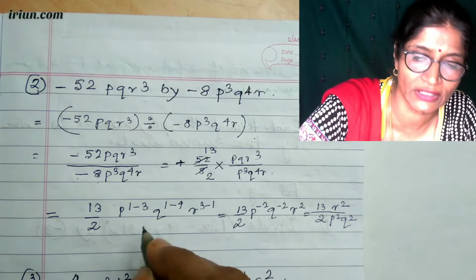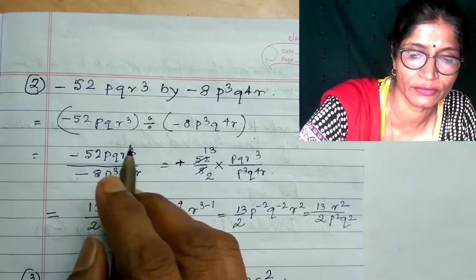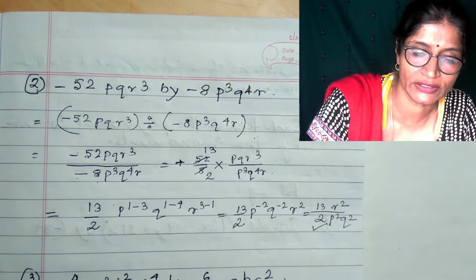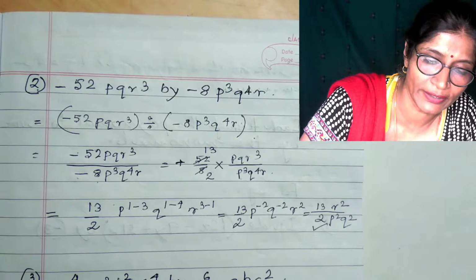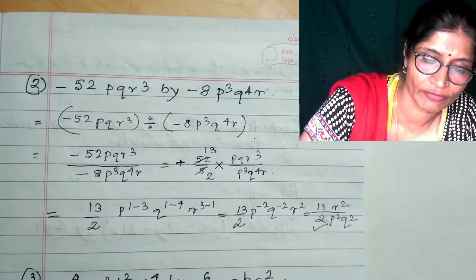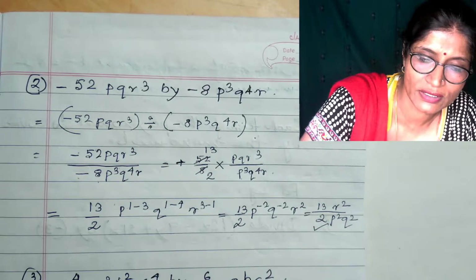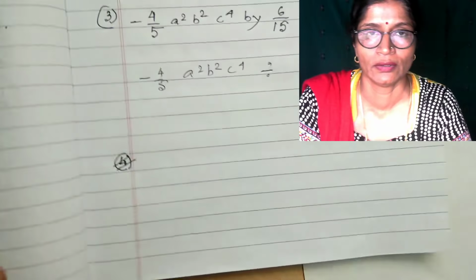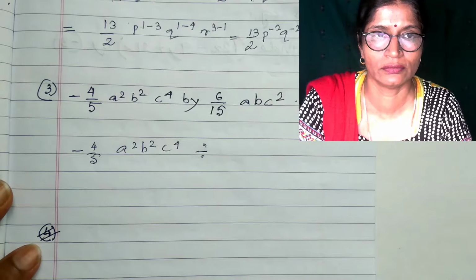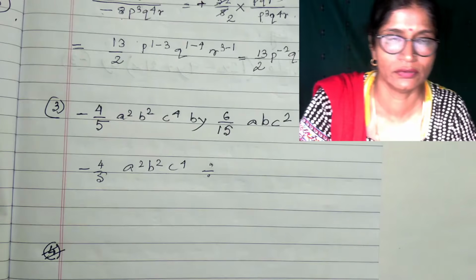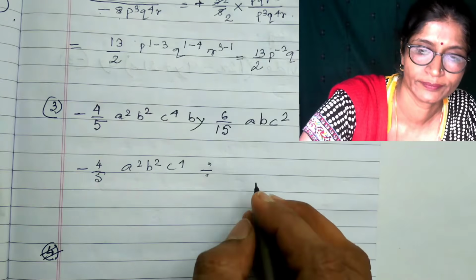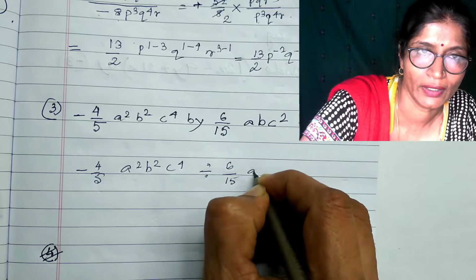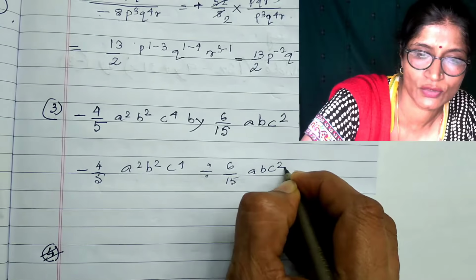It's not necessary that you write the powers with minus signs. You can write in the denominator here also directly. Now the next sum is this: minus 4 divided by 5 a square b square c to the power 4 divided by 6 by 15 a b c square.